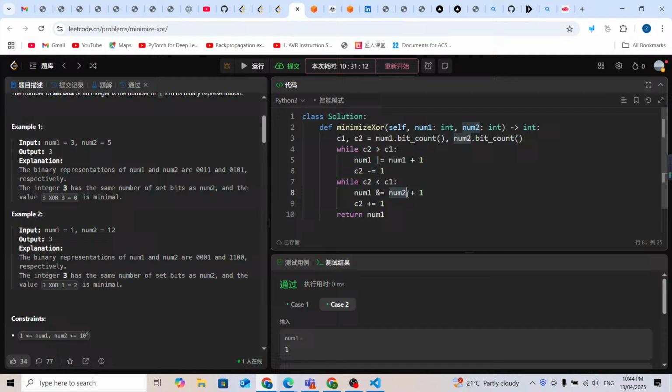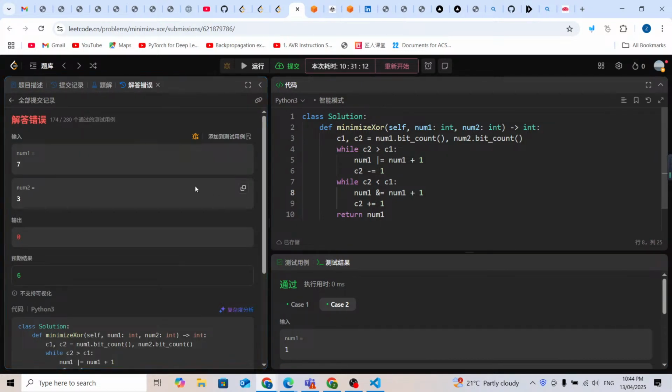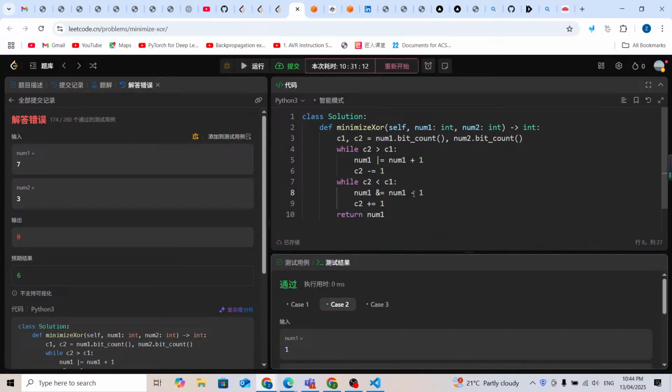Actually, I did something wrong. Here is going to be num1 plus 1. Let me just run it and submit it to see if it works. Oh, it didn't. Maybe this is a -1. So for the add operation, it is num1 minus 1, and for the OR operation, it is num1 plus 1, I believe.